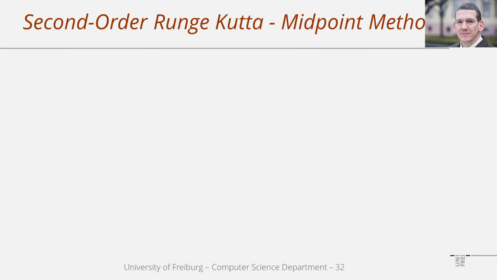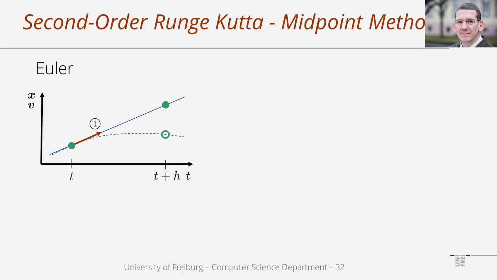Now here on this slide we see a first alternative to the explicit Euler scheme, namely the midpoint method, which belongs to the class of second-order Runge-Kutta schemes. In order to get familiar with the illustration, we first look at the illustration of the Euler scheme. We have positions or velocities over time. So the green dot at time t can either indicate a position or a velocity. Accordingly, the red arrow at t is either the derivative of a position or a velocity.